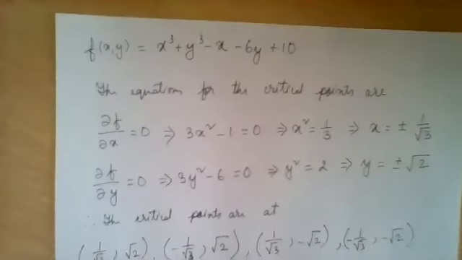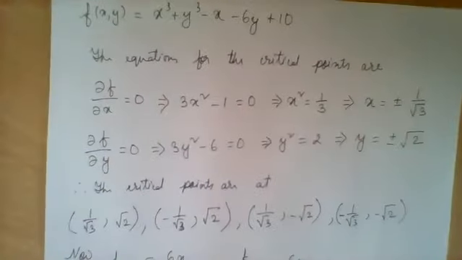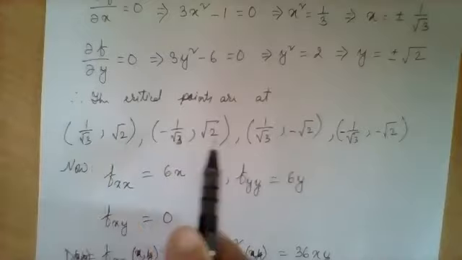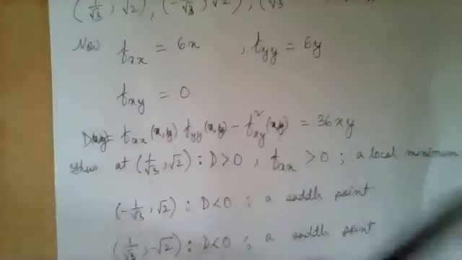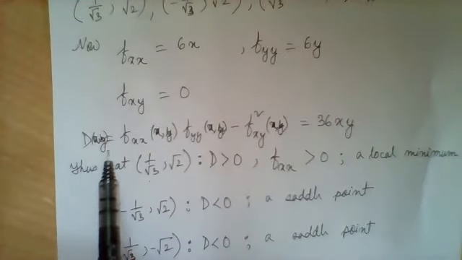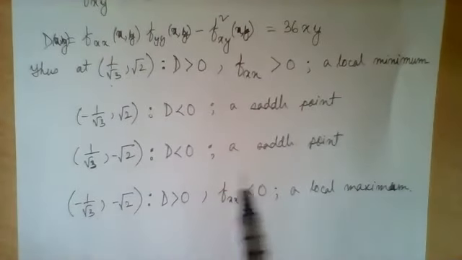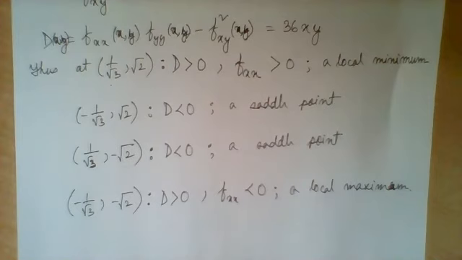So for this given function, the equations for critical points are given by these equations, and we have found 4 critical points. And at these 4 critical points, we have calculated the values of D, fxx, fyy, and depending upon the signs of D and fxx, we have identified the points as points of local maximum, saddle points, and points of local minimum. I think we can stop here for today.